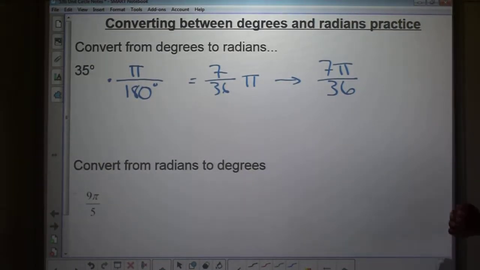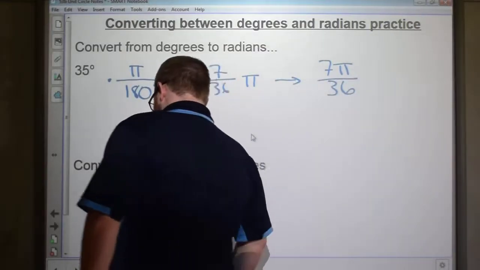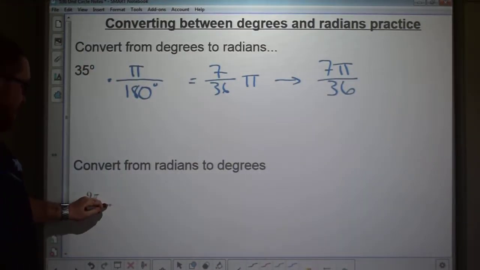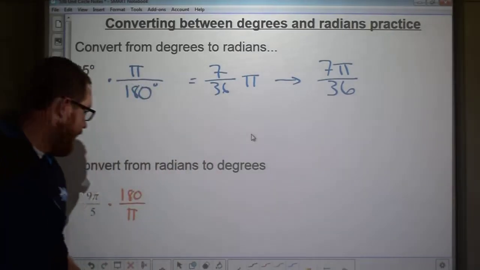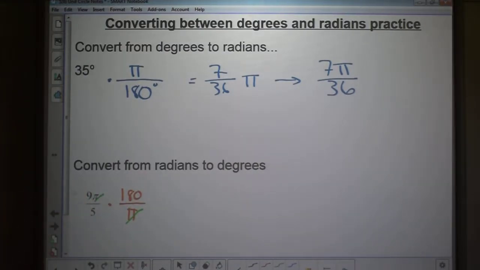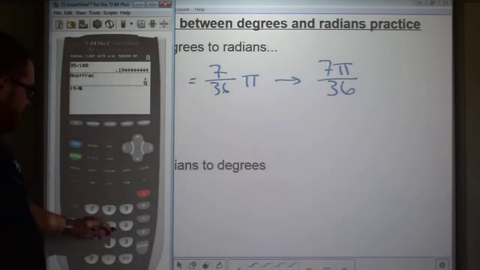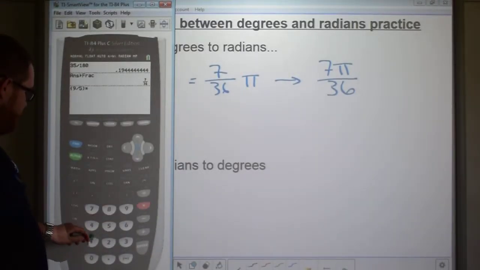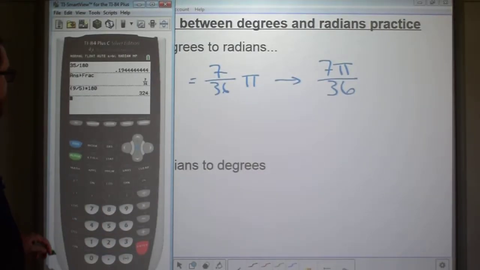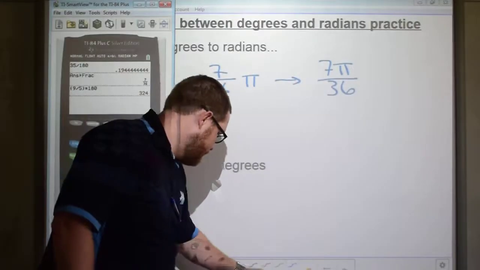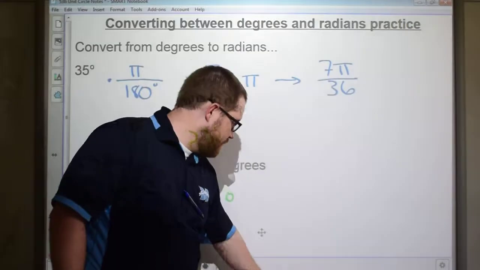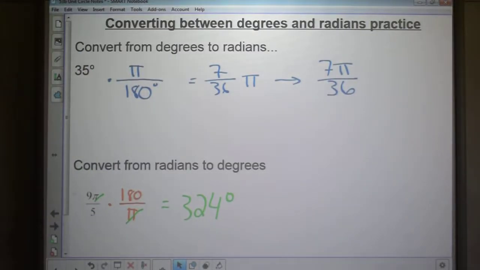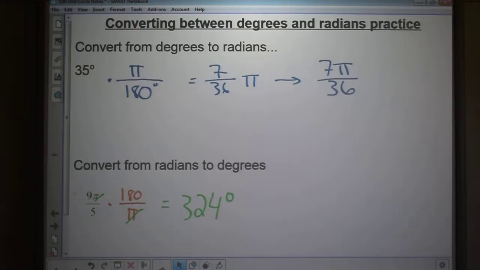So to go from degrees to radians, I multiply by pi over 180. If I go backwards, I'm going to multiply by 180 over pi. And notice here, this pi and this pi will cancel out. So I just have 9/5 times 180. So 9/5 times 180 is 324 degrees. So degrees to radians, radians to degrees. You'll have to know how to do both of those.